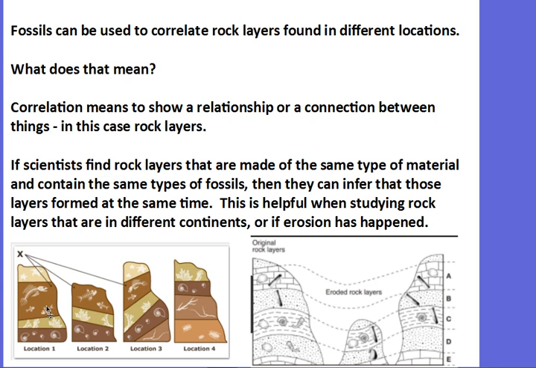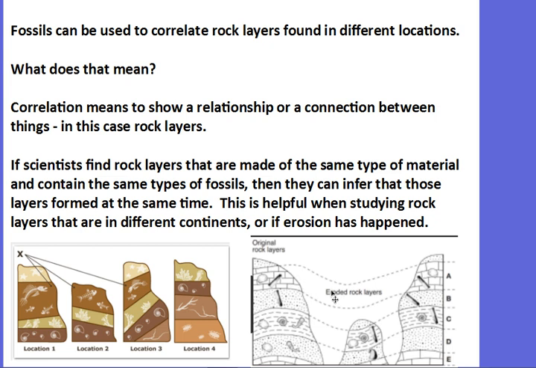So we can look here at locations 1, 2, 3, and 4. If we look here where this arrow is pointing, the composition of these 3 layers is the same and the types of fossils found in there are the same. So even though they don't line up perfectly, that's evidence that they're the same layer. The same could be said for this layer here, this one, and this one. Those would all have formed at the same time.